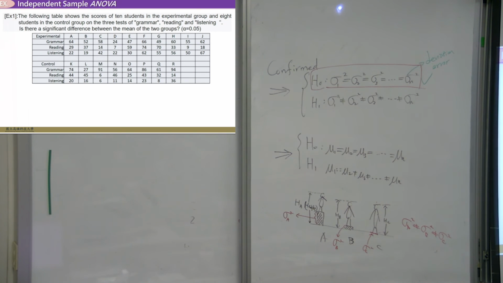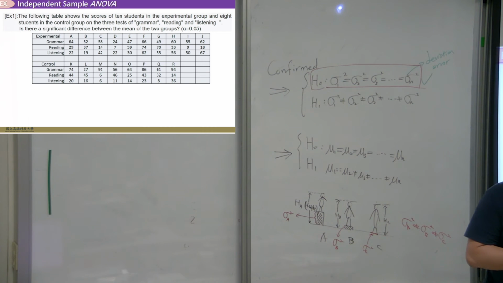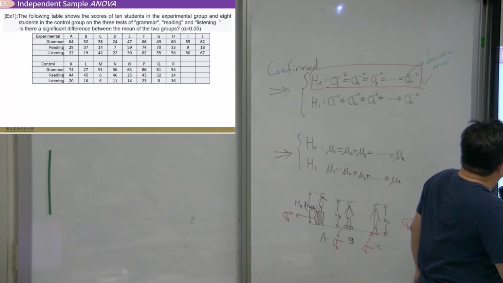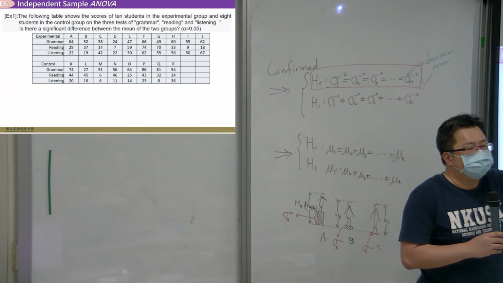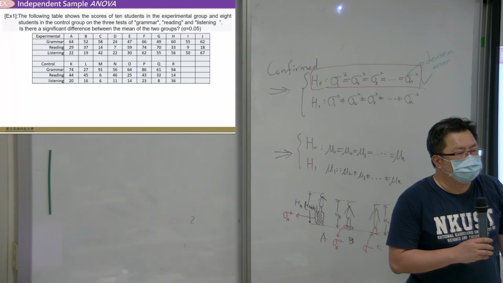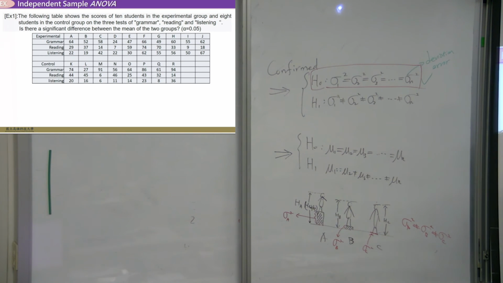Here there are 10 students, here there are 8 students. These 10 students are quite different from the 8. For example, student 3 and student 3 are not the same person. This is separate. Maybe for the experimental students, I give them some training, so their scores in English grammar, reading, listening comprehension may be higher. I expect them to be higher than this.